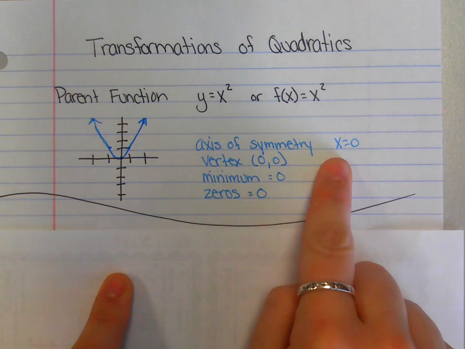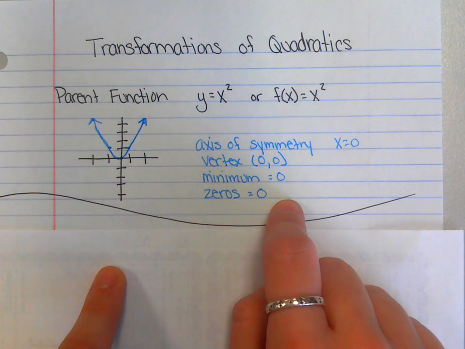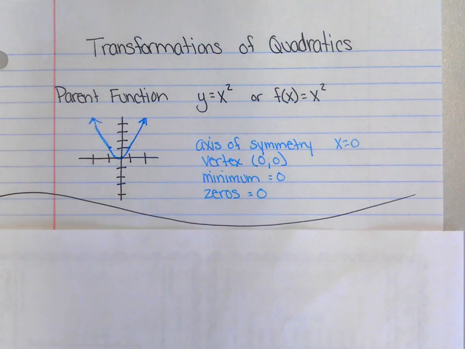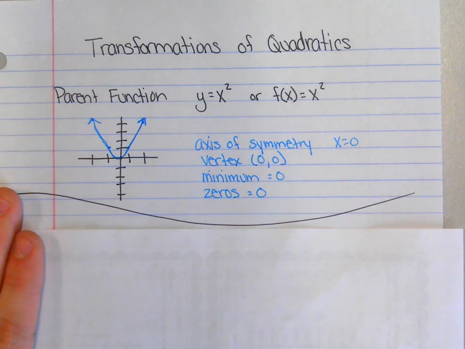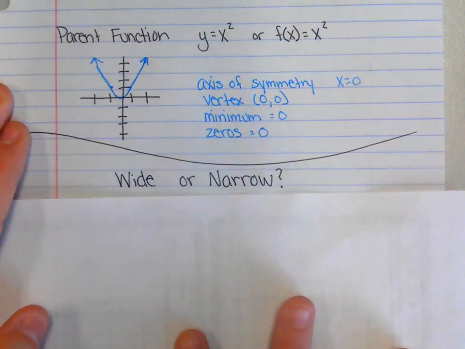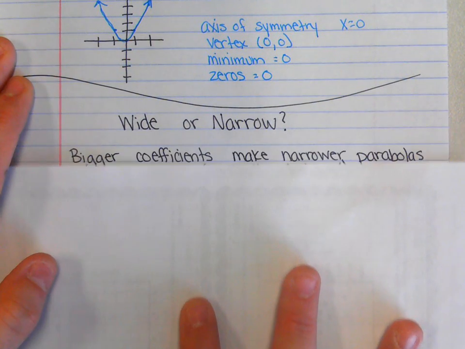Its axis of symmetry is x equals 0, vertex is 0, minimum 0, zeros are at 0. This is kind of our starting point. So when we talk about movement, we're always assuming that the quadratic starts here and then we're moving it. So the first thing we have is, is your parabola going to be wide or narrow?